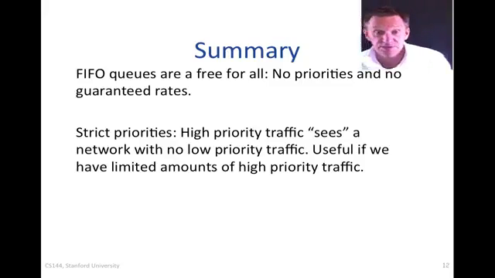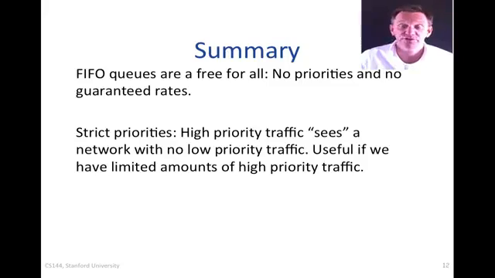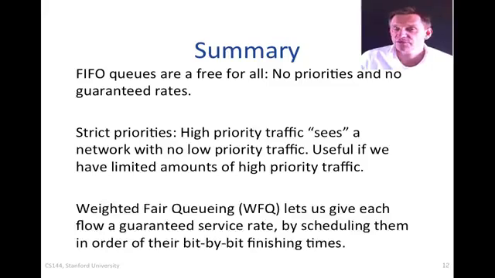So instead, it's quite common to use strict priorities. High priority traffic could experience a network which appears to have no low priority traffic at all. It's unaffected by it. This is useful if we have limited amounts of high priority traffic, like control traffic in the network. But if we want to do something which is more of a weighted priority, then we need to use something like weighted fair queuing, which lets us give each flow a guaranteed service rate. And we do that by scheduling the packets in order of their bit-by-bit finishing times.